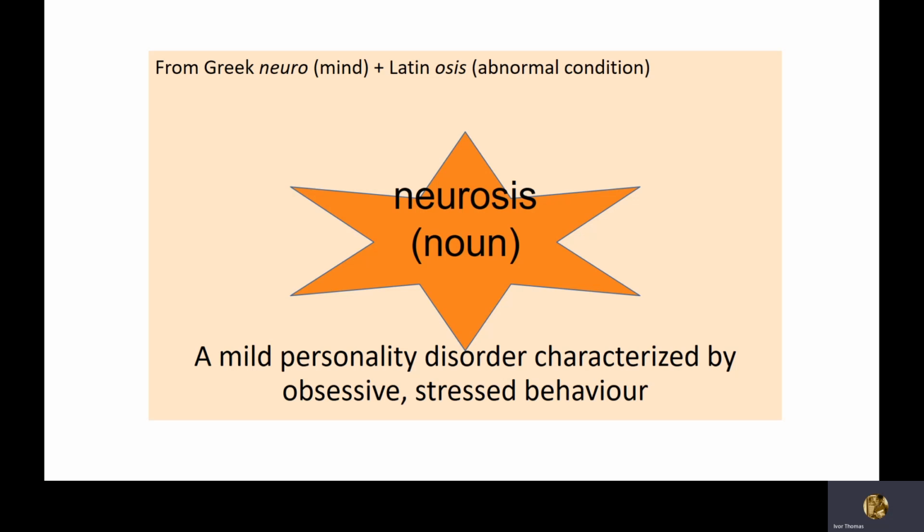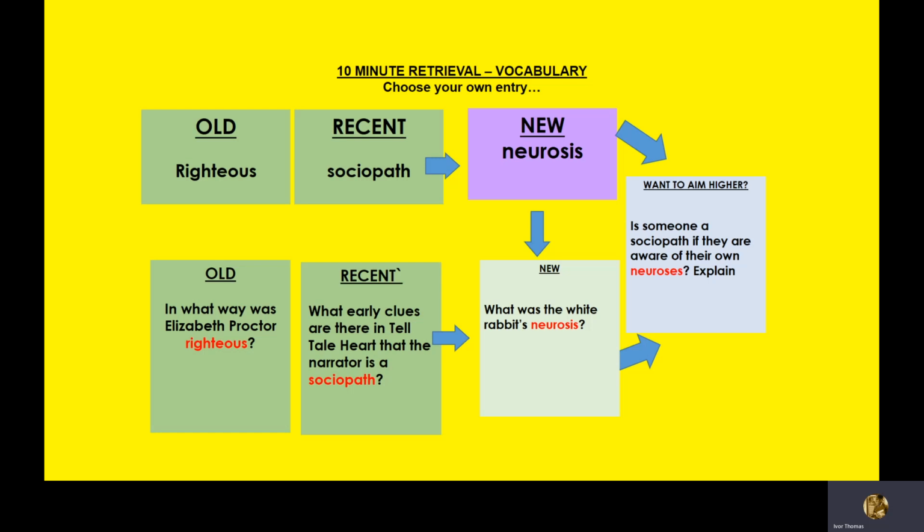So, what was the white rabbit stressed about? What was the white rabbit's neurosis? Remember, in Alice in Wonderland, he was obsessed with something to do with his watch, should we say? And is someone a sociopath if they are aware of their own neuroses? Our narrator says that he is not mad, but if someone is aware of their own neuroses, their own obsessions, can they be a sociopath, do you think? It's a question for you to examine your own opinion.